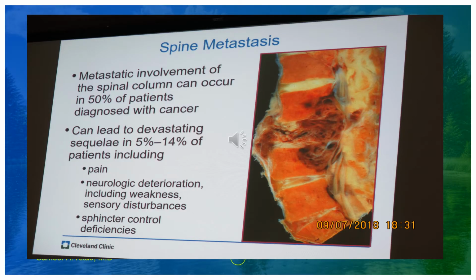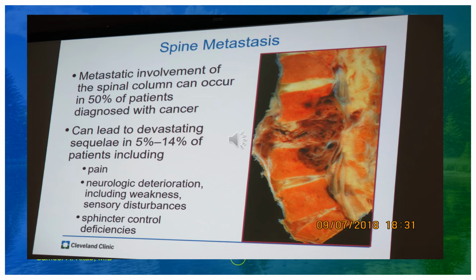Another important topic to discuss in spine tumors is spine secondaries, or spine metastases. Metastatic involvement of the spinal column can occur in 50% of patients diagnosed with cancer. Nowadays, we are seeing more spine metastases because of the increased life expectancy of the population in general and improved medical care.